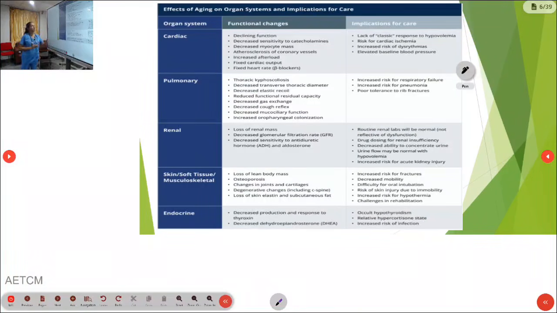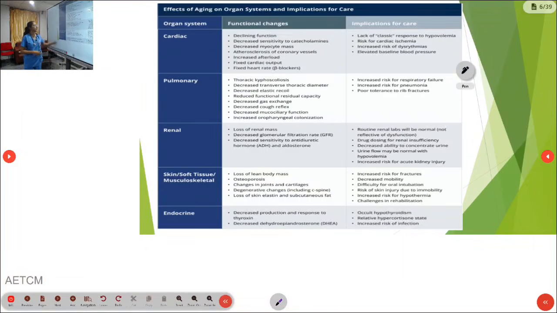In the pulmonary system, as we grow old, there will be thoracic kyphoscoliosis, decreased transverse thoracic diameter, decreased elastic recoil, reduced functional residual capacity, decreased gas exchange, decreased cough reflex, decreased mucociliary function and increased oropharyngeal colonization. All these put the elderly at increased risk of respiratory failure, increased risk of pneumonia and poor tolerance to rib fractures. If a rib fracture is present, there will be an increased chance of stagnation of secretions that can cause pneumonia. For example, the cause of pneumonia in rib fractures.